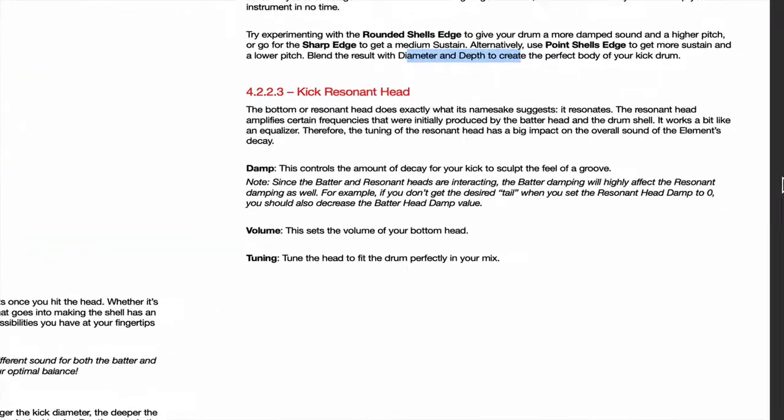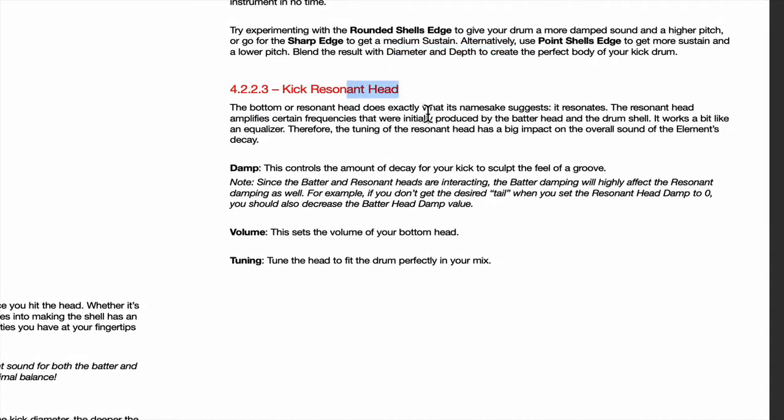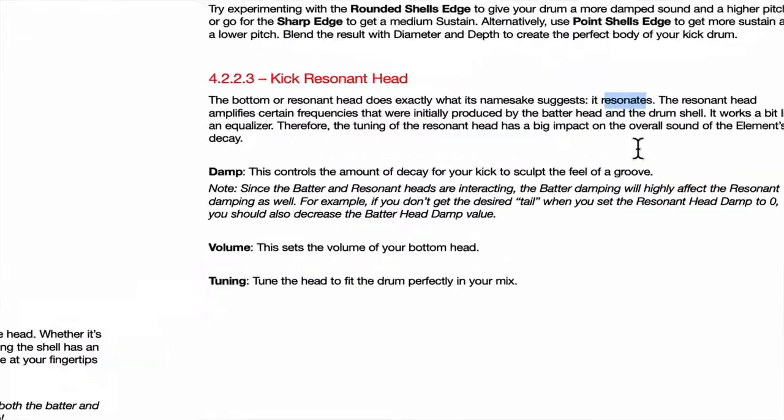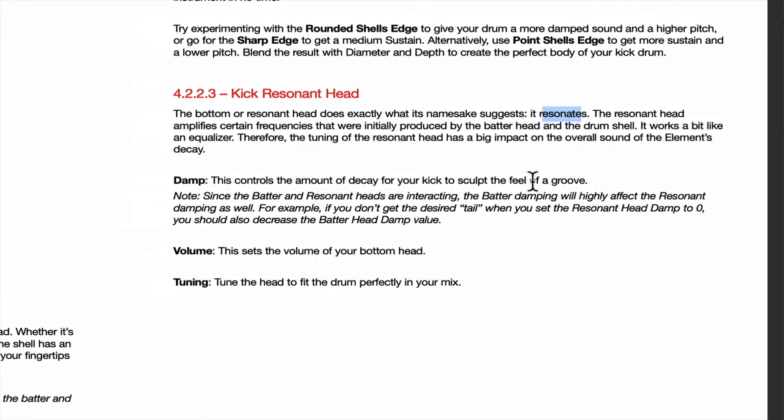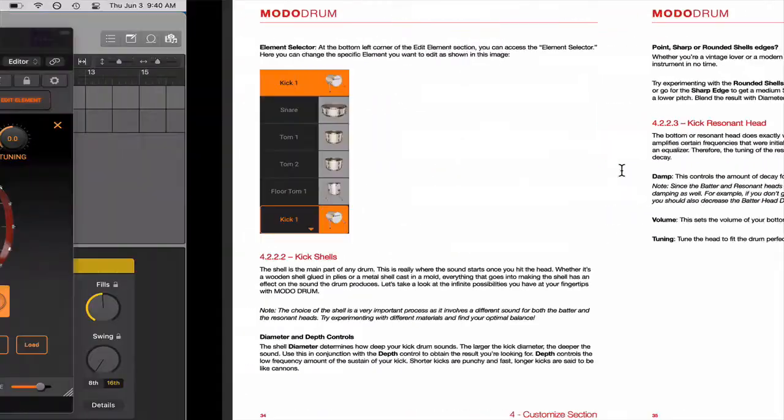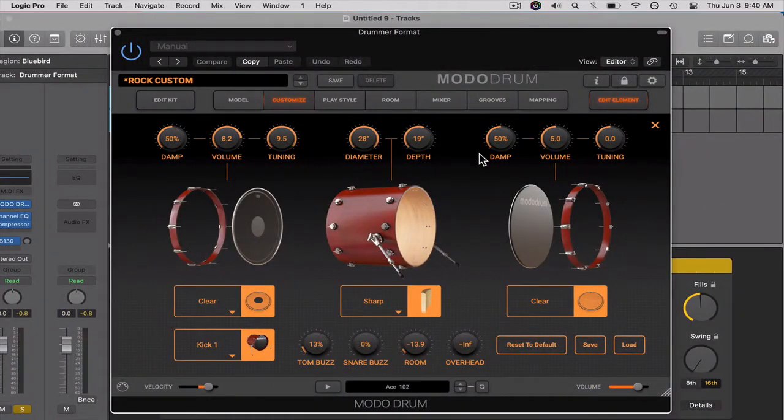Very cool. All right, what's the kick resonant head? So this is going to resonate. The resonant head amplifies certain frequencies that were initially produced by the batter head and the drum shell. Works a bit like an equalizer. Damp, volume, and tuning. This is for the front head and the back head. So let's try this out.